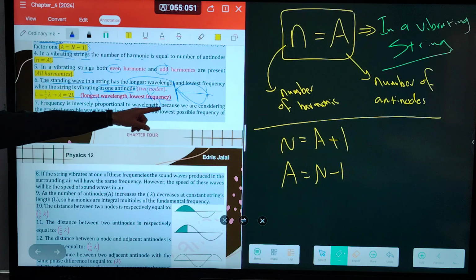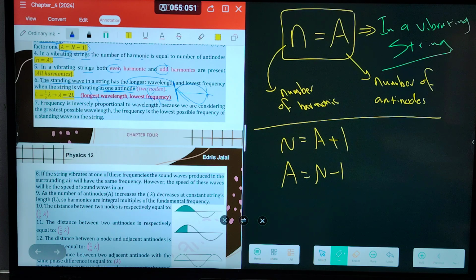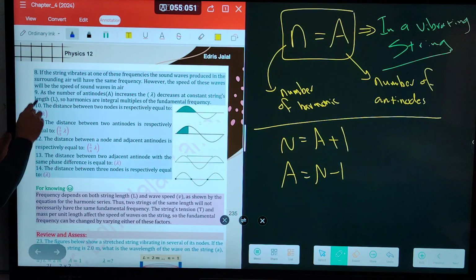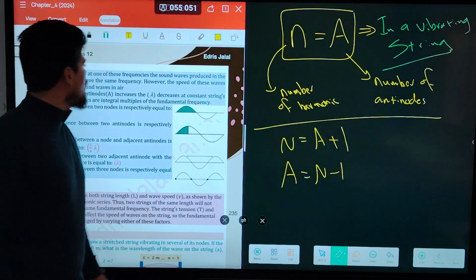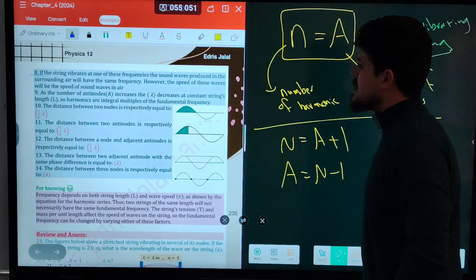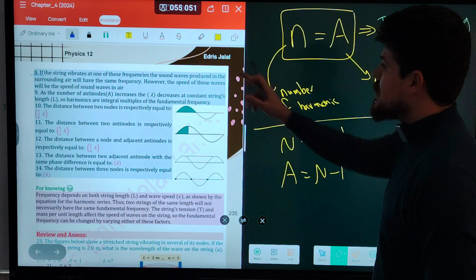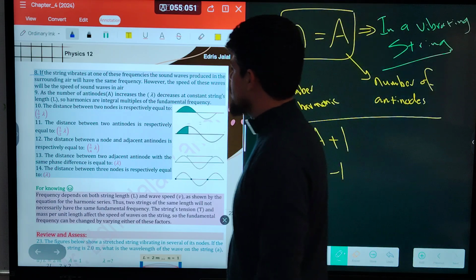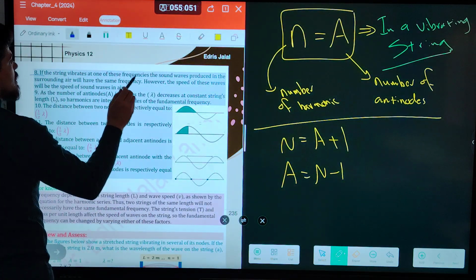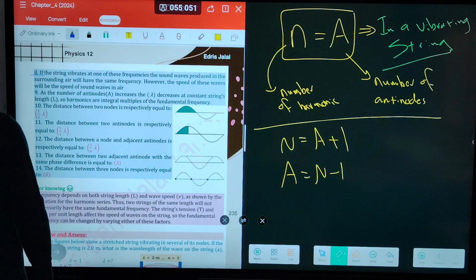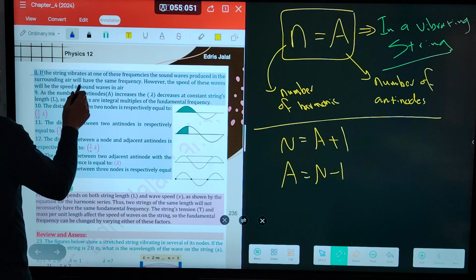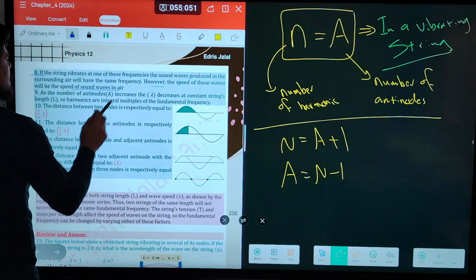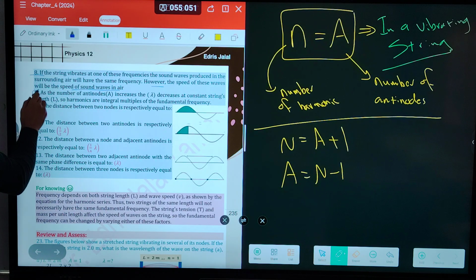Frequency is inversely proportional to the wavelength, because we are considering the greatest possible wavelength. The frequency is the lowest possible frequency of the standing wave on the string. Guys, look. If the string vibrates at one of these frequencies, the sound wave produced in the surrounding air will have the same frequency. At a given medium, at the same temperature, the frequency of the harmonic waves produced by the standing wave in the surrounding air will be the same. However, the speed of this wave would be the speed of the sound wave in the air. Number 9.